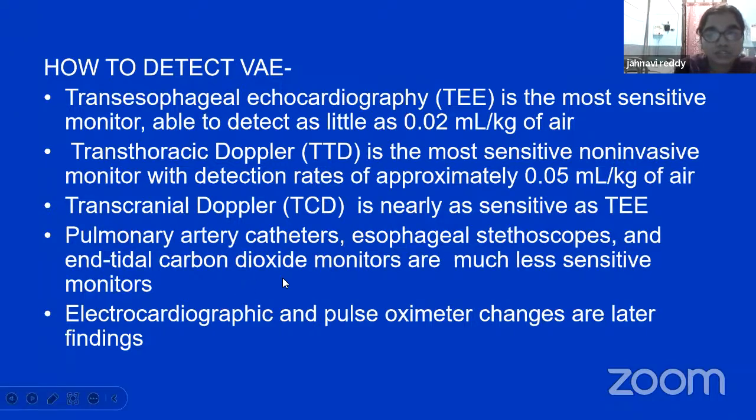Pulmonary artery catheters, esophageal stethoscopes, and end-tidal carbon dioxide monitors are less sensitive monitors which are available nowadays. ECG changes and pulse oximeter changes are seen very late. So by the time we detect venous air embolism through ECG and pulse oximeter, it is too late. So we should intervene earlier through the other methods. And in the ETCO2 monitor, the waveforms will be short and rectangle shaped.